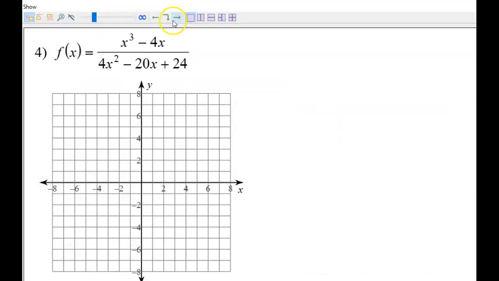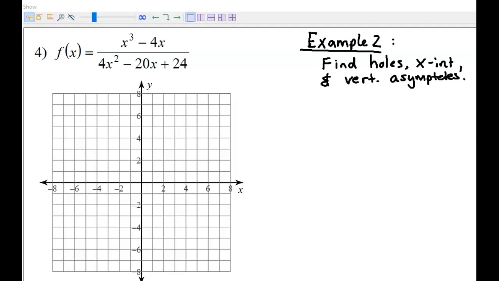Okay, so the directions here, guys, are going to be to find the holes, vertical asymptotes, and x-intercepts. So go ahead and write down number 4, and I'll put the directions up too. Okay, so we got to factor first. Okay, factor the top and the bottom.